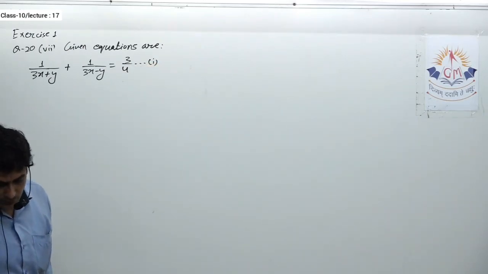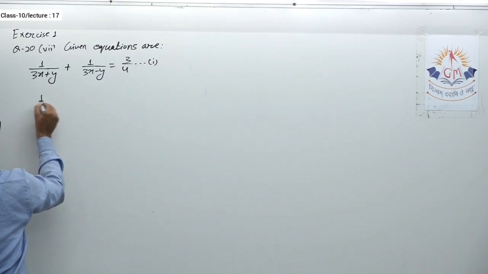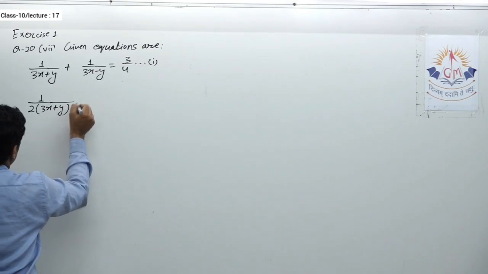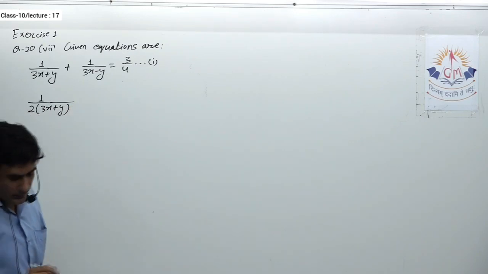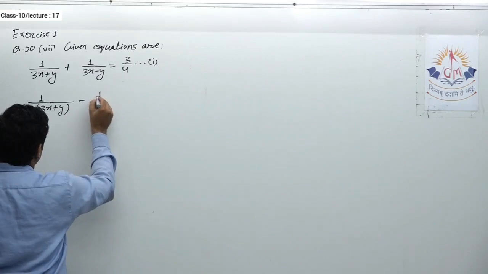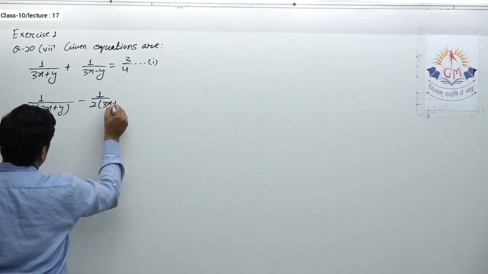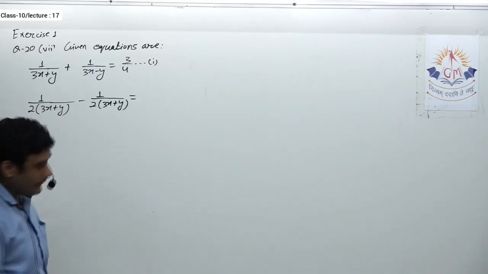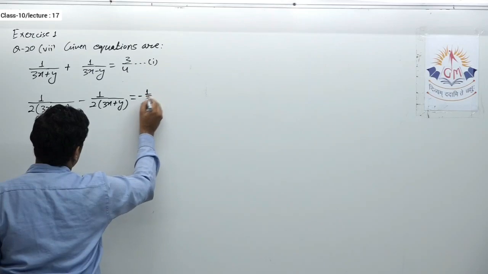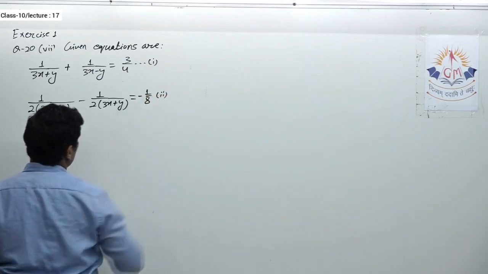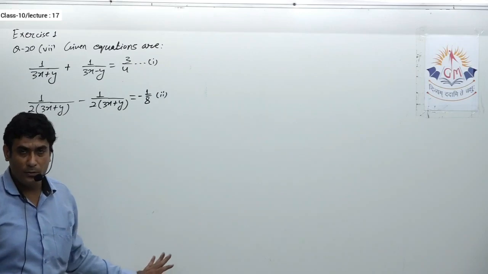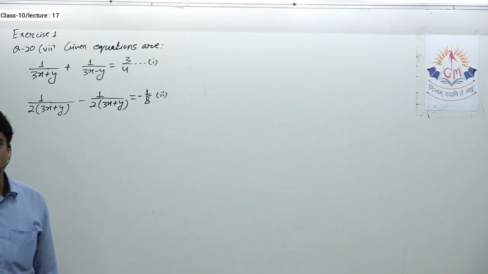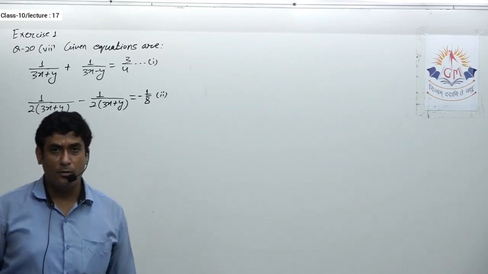And the second equation is 1 upon 2 multiplied by 3x plus y minus 1 upon 2 into 3x minus y is equal to minus 1 upon 8. This is equation number 2. Okay, so definitely I am going to give you the solution of this question in detail, but before that, think for a while about how you will proceed to get its solution.